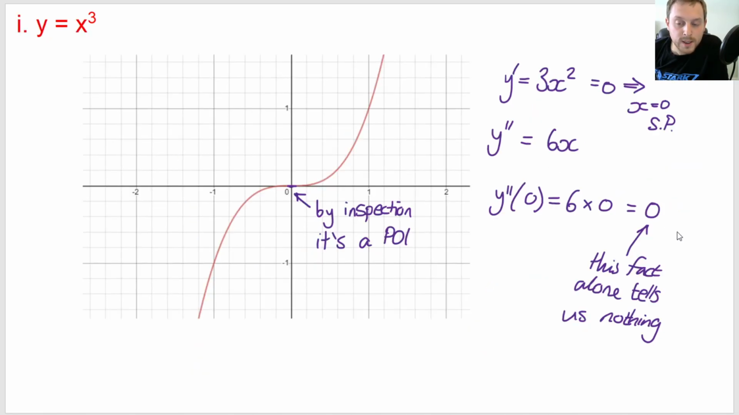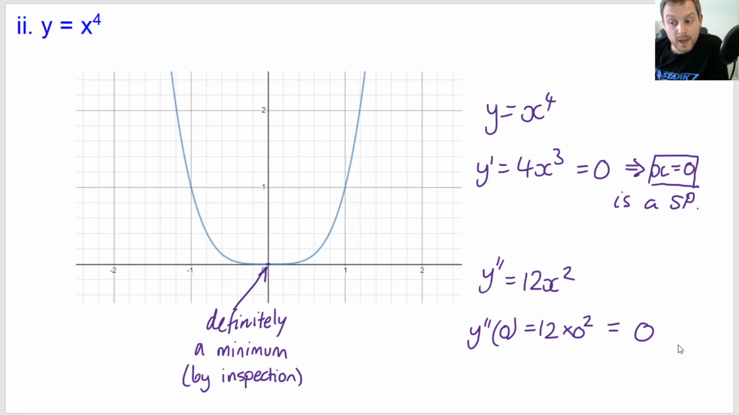Y double dash equaling 0 could be a point of inflection. Y double dash being 0 could be a minimum. And obviously, a very simple example to show it could also be a maximum would be to just do y equals minus x to the 4, and it would just flip upside down, then you'd have a maximum. So with the second derivative test, if you get 0, you cannot tell.